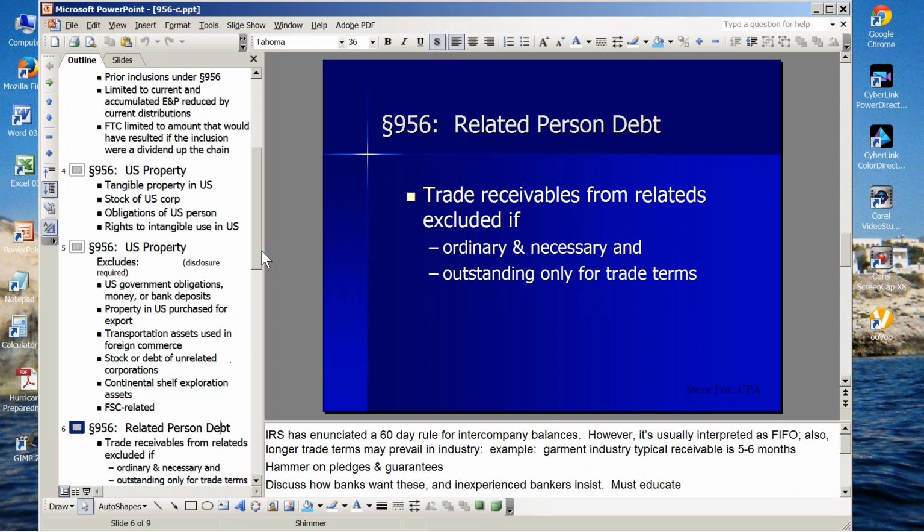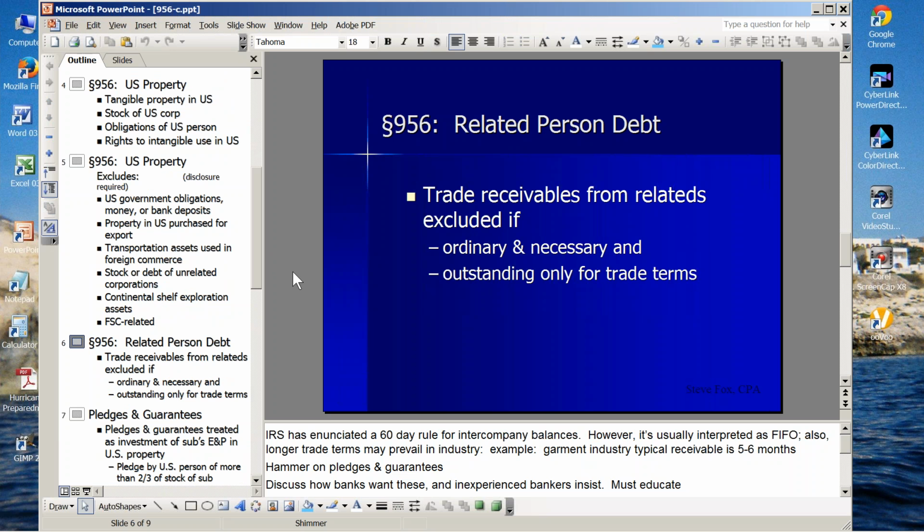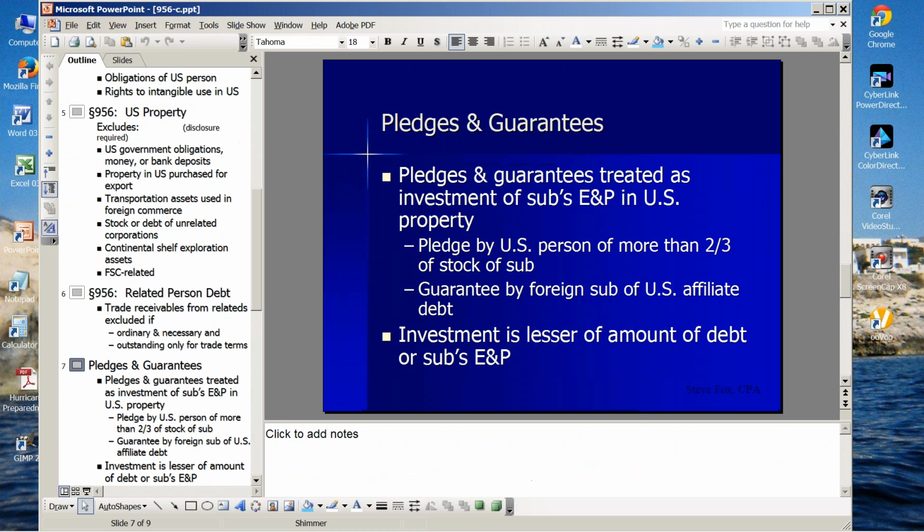Another key aspect is pledges and guarantees. If a subsidiary guarantees the debt of a related U.S. party, then that guarantee is considered an investment in U.S. property up to the amount of the loan guaranteed.